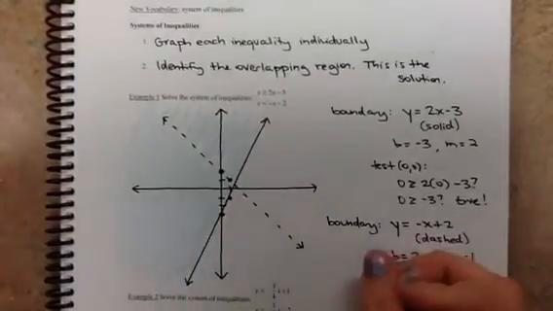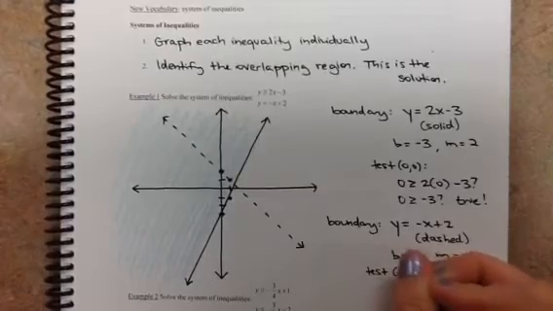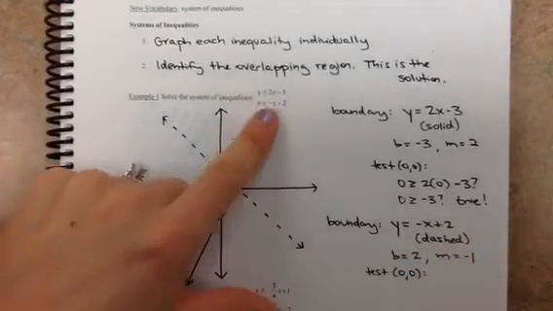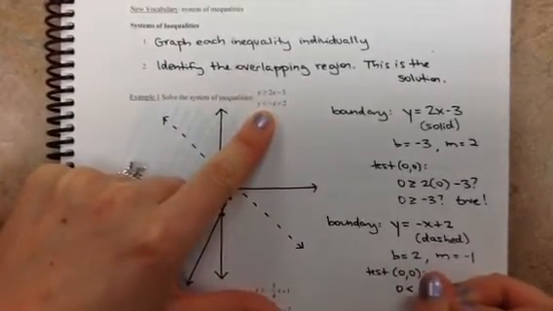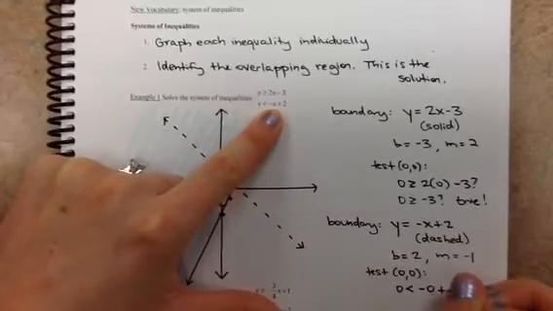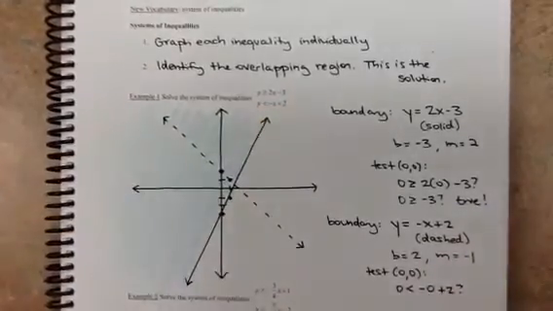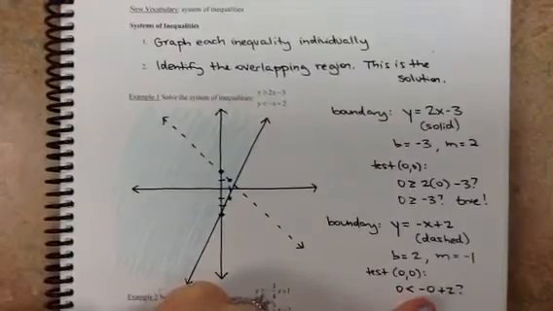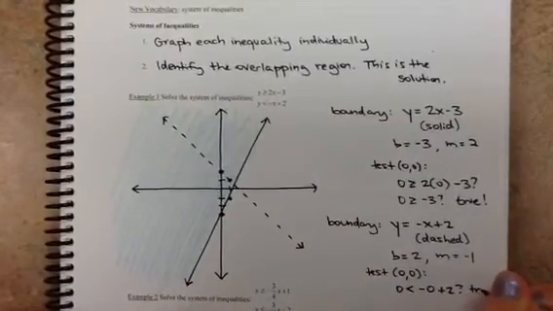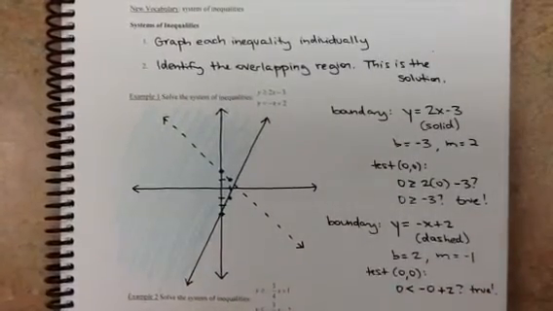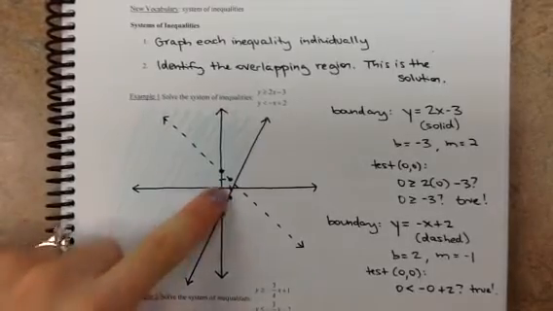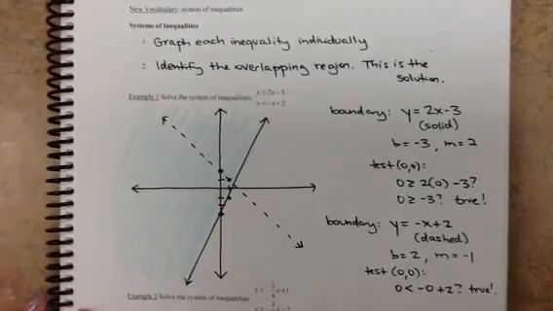Okay, so now our test, 0, 0 is again not on the line, so we can plug that in. So is 0 less than -0 plus 2? Okay, so 0 is in fact less than 2, so that is another true statement, which means I shade the part that has 0, 0. So I shade kind of like down and to the left of this one.